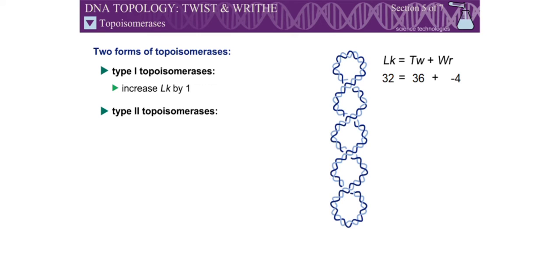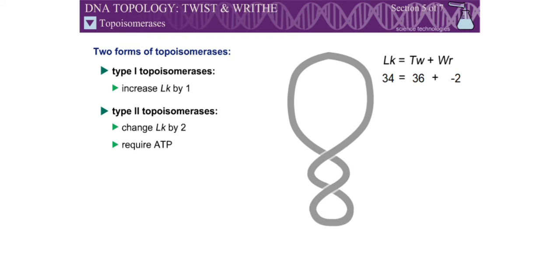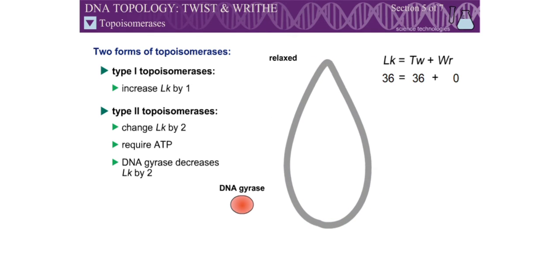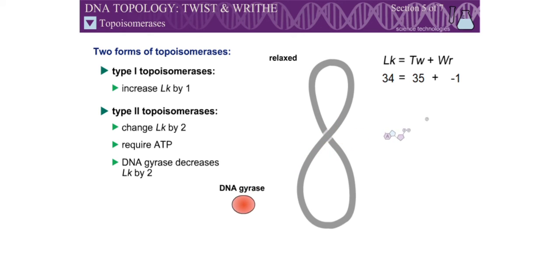Type 2 topoisomerases change linking numbers in steps of 2. Type 2 topoisomerases require energy from ATP hydrolysis for their action. By changing the handedness of turns, type 2 topoisomerases change the topology of DNA molecules. Prokaryotes have a special type 2 topoisomerase called DNA Gyrase. DNA Gyrase decreases linking numbers in steps of 2. DNA Gyrase is responsible for the negative supercoiling of chromosomes in prokaryotes.